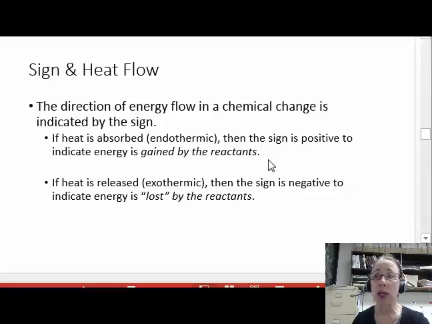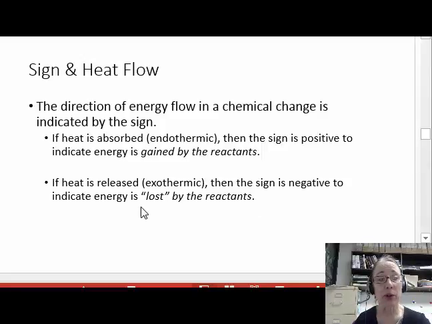Since we are dealing with chemical reactions, the directionality of the heat flow refers to whether the reactants gain or release heat. When reactants absorb or gain heat, which occurs during an endothermic reaction, the sign of the heat flow is positive. If the reactants release heat as they transform to products, which occurs in an exothermic reaction, the sign of the heat flow is negative.